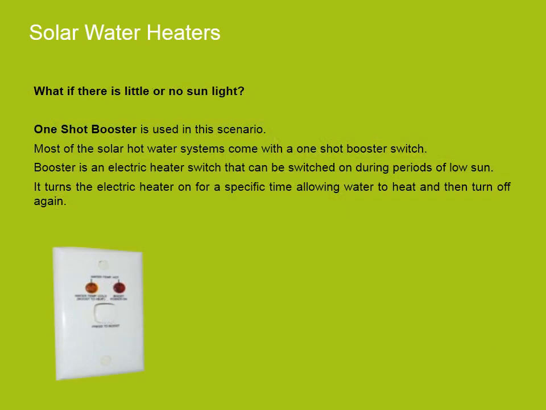What if there is little or no sunlight available? In this case, a one-shot booster is used with the solar hot water systems, which most of them come equipped with. The booster is an electric heater switch that can be turned on during periods of low sun. It turns the heater on for a specific time, allowing water to heat and then turns off again.